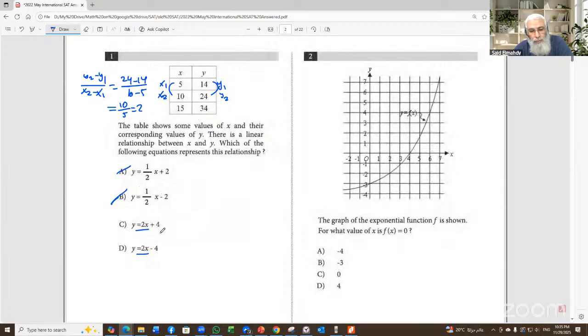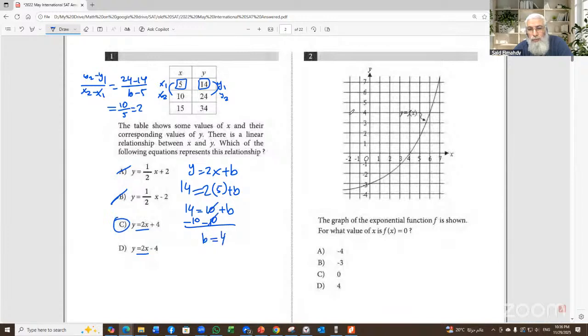We need to know plus 4 or minus 4. So we can substitute X equal to 5 and Y equals 14 and solve for B. Y equals 2X plus B. Y is 14. 2 times X is 5. Plus B, 14 equals 10 plus B, subtract 10, subtract 10, B is equal to 4. So the solution is this, 2x plus 4.